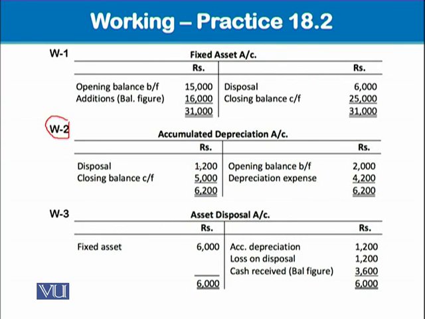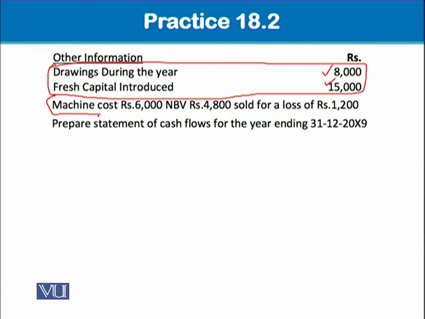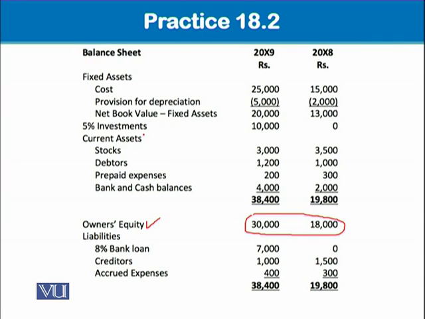Okay, we have the opening balance of accumulated depreciation and the closing balance of accumulated depreciation figure with us. Where? Yes, over here. That machine costing 6,000, having a net book value of 4,800, was sold for a loss of 1,200. So this three information is given over here, and about the accumulated depreciation, this information is given in the balance sheet. Provision for depreciation is the accumulated depreciation.